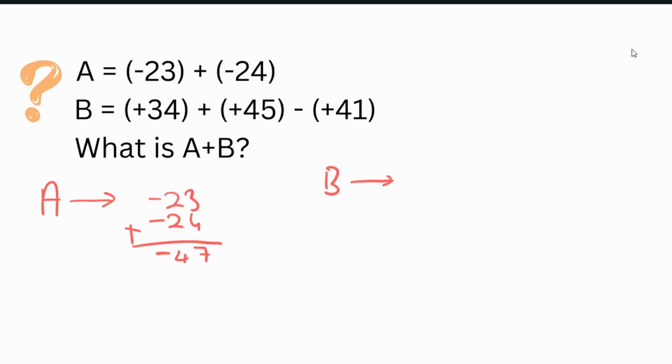Let's do B now. So here we have a positive and a positive. It's going to give a positive. So 34 plus 45. And we have a negative and a positive, which will give us a negative 41. So let's start here. 34 plus 45. You can just write it here.